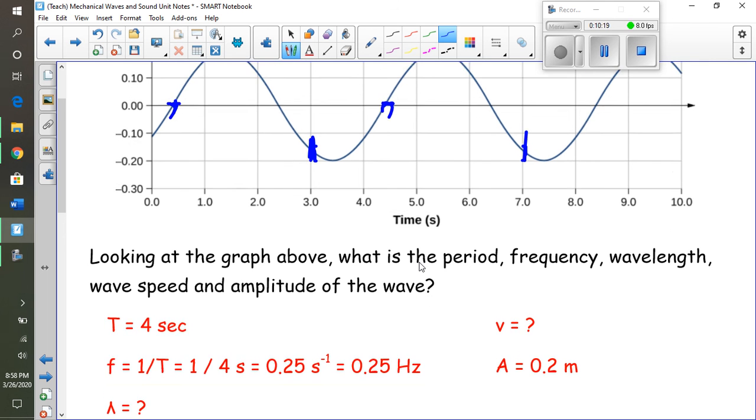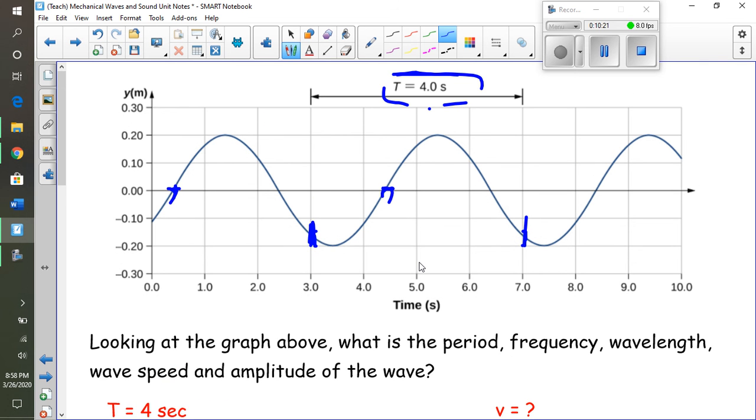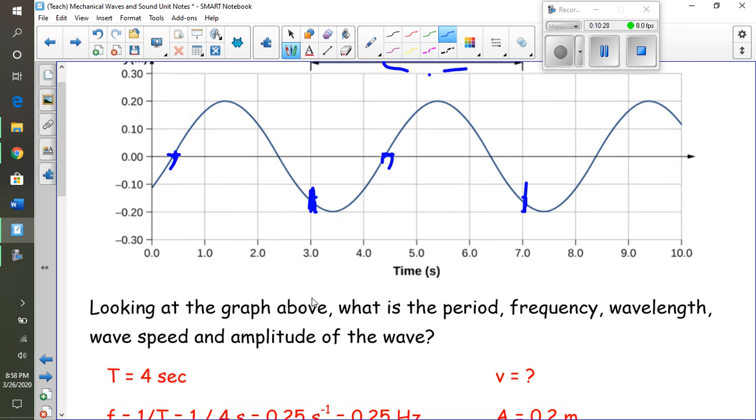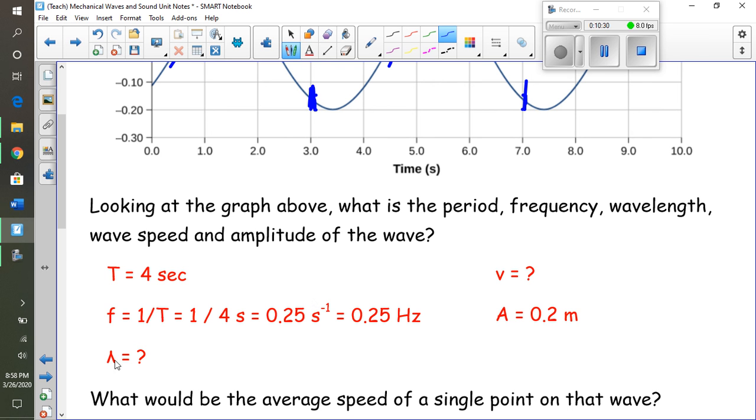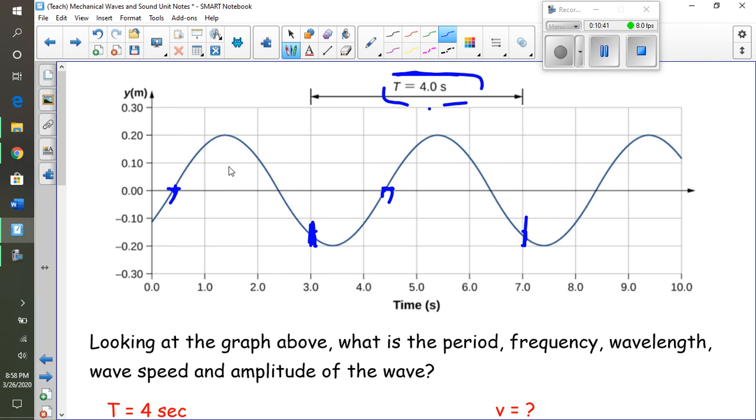Now the next question, wavelength. Well, I can't find that out. This graph only tells me amplitude data per time. It does not tell me anything about the wavelength. So unfortunately, I cannot find the wavelength, and I cannot find the velocity, because velocity is wavelength times frequency. But the amplitude, I can. I see the amplitude is 0.2, so 0.2 meters.